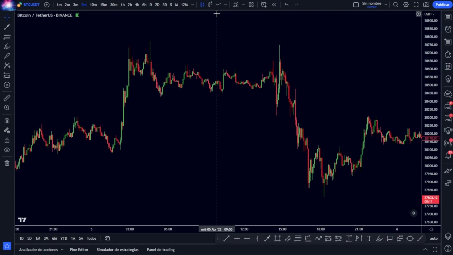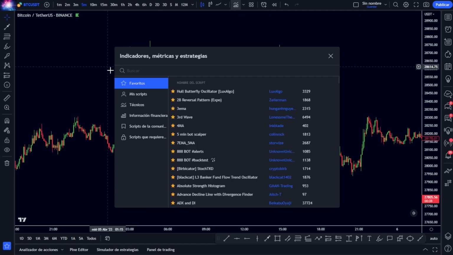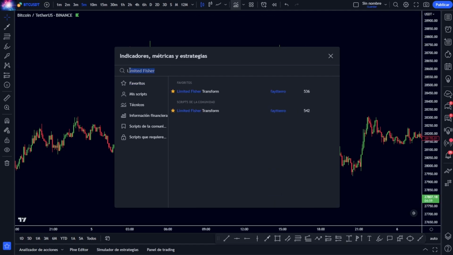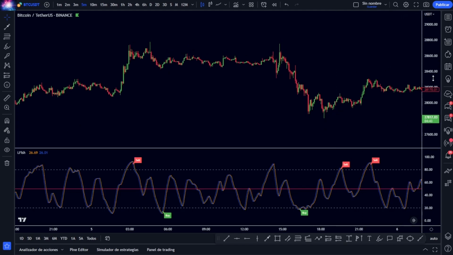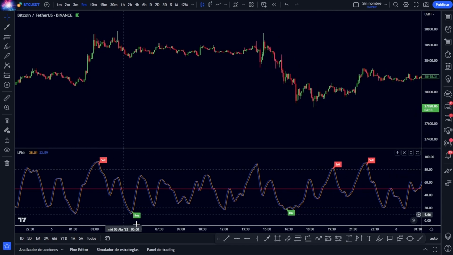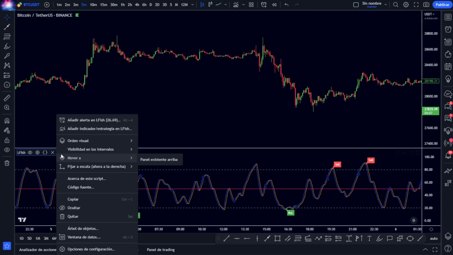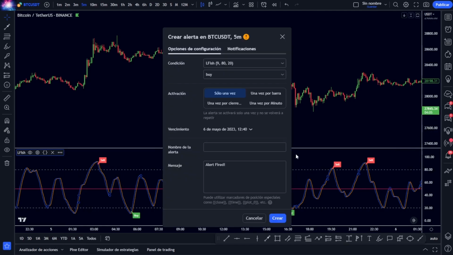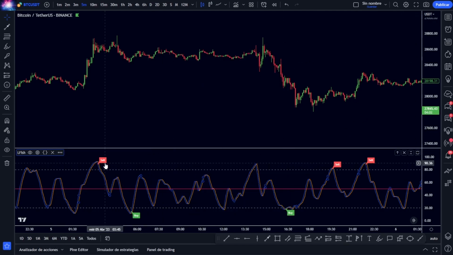In order to use this strategy, the first thing we have to do is to go to indicators and look for the limited Fisher transform, which will be the basis of our operation. Click and we will see something like this. As you can see, it shows us different signals that we can take advantage of when trading, and to which we could also apply an alert to warn us at the exact moment that the signal occurs.